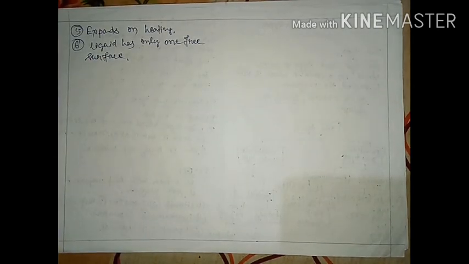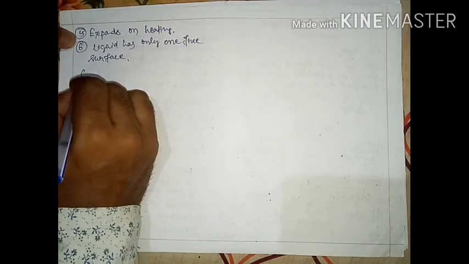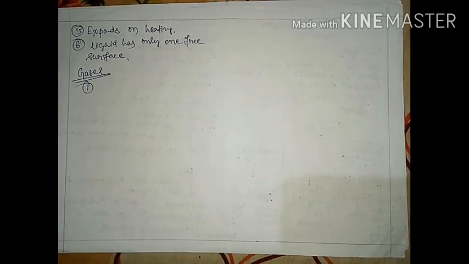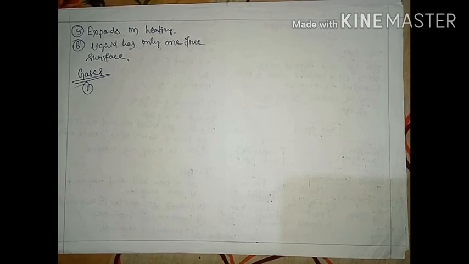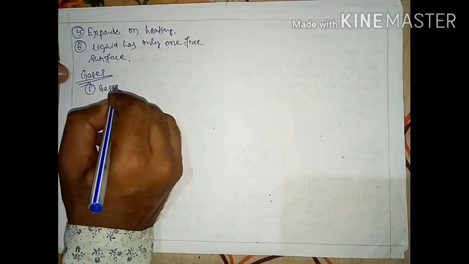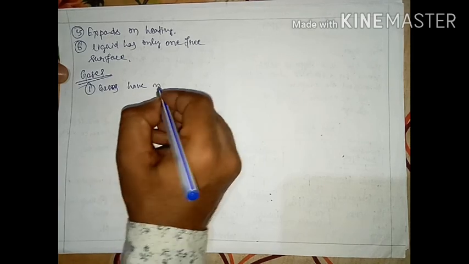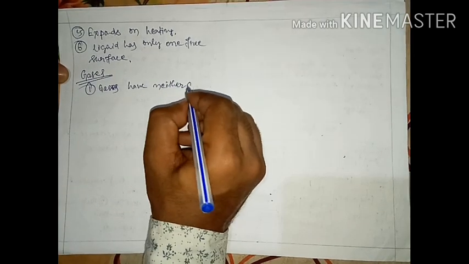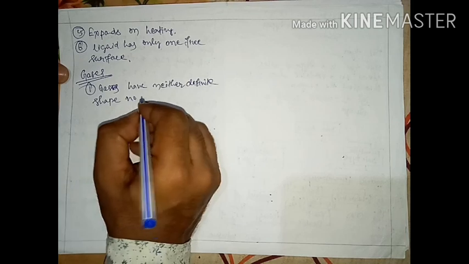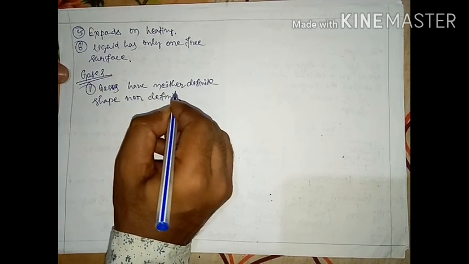Now we are going to discuss the properties of gases. So what is the first property? First, students, as we know, gases have neither a definite shape nor a definite volume. And we can say the intermolecular space is large and the intermolecular force of attraction is negligible. So here we can write: gases have neither definite shape nor definite volume.